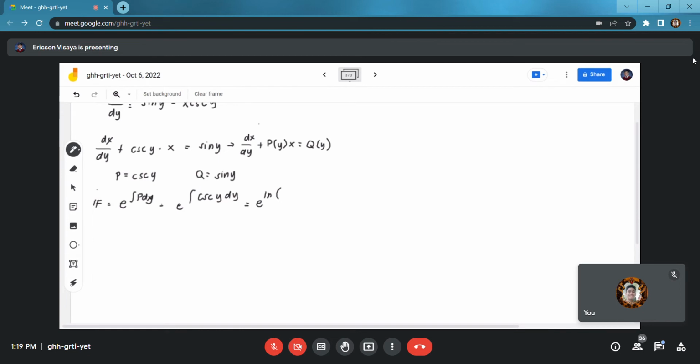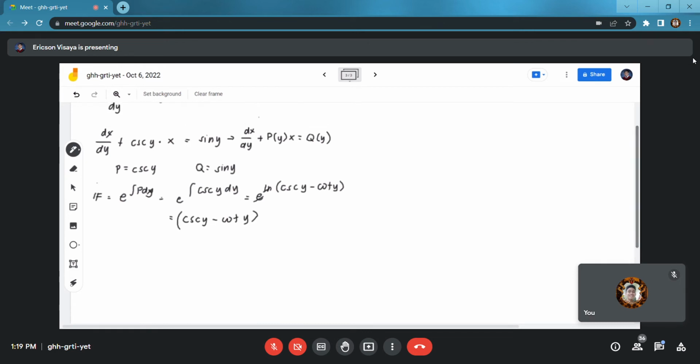That is ln of cosecant Y minus cotangent Y. Then, e raised to ln, so they cancel. So the integrating factor now is cosecant Y minus cotangent Y. Then, proceeding to step 2.